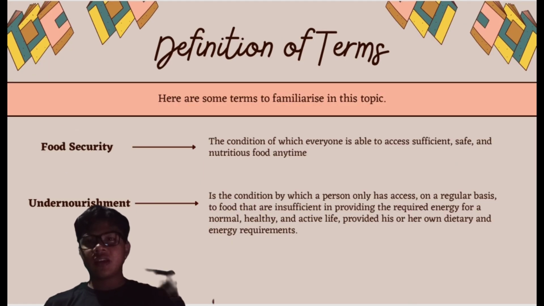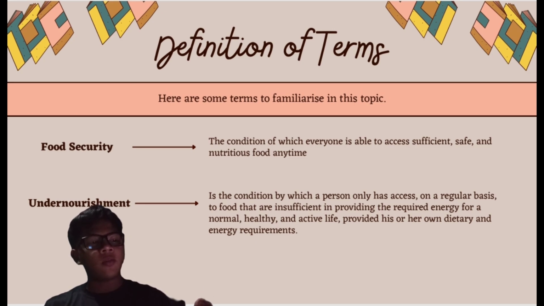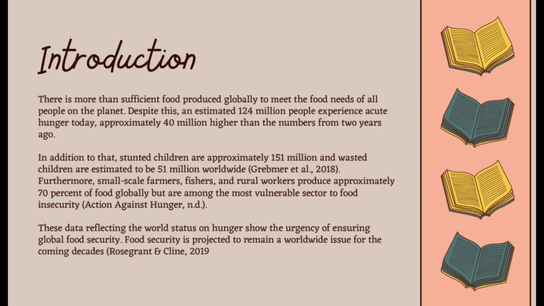So, let's discuss first the definition of terms. First one would be food security, the condition in which everyone is able to access sufficient, safe, and nutritious food anytime. The second one would be undernourishment. It is the condition by which a person only has access on a regular basis to food that is insufficient in providing the required energy for a normal, healthy, and active life, given his or her dietary and energy requirements.